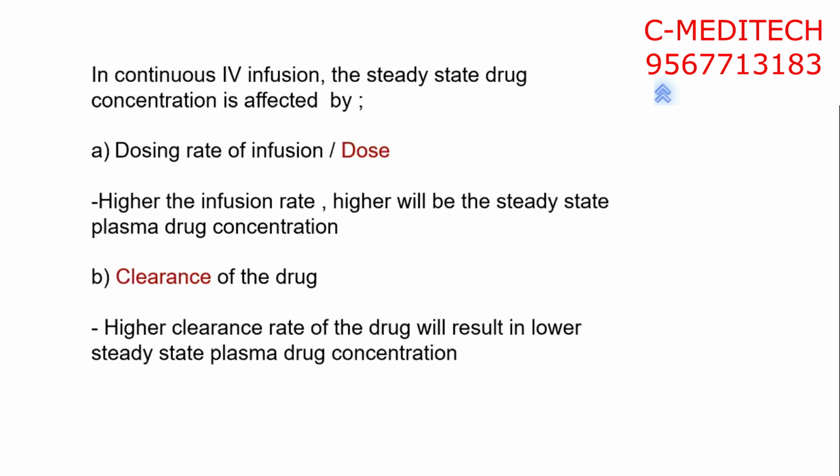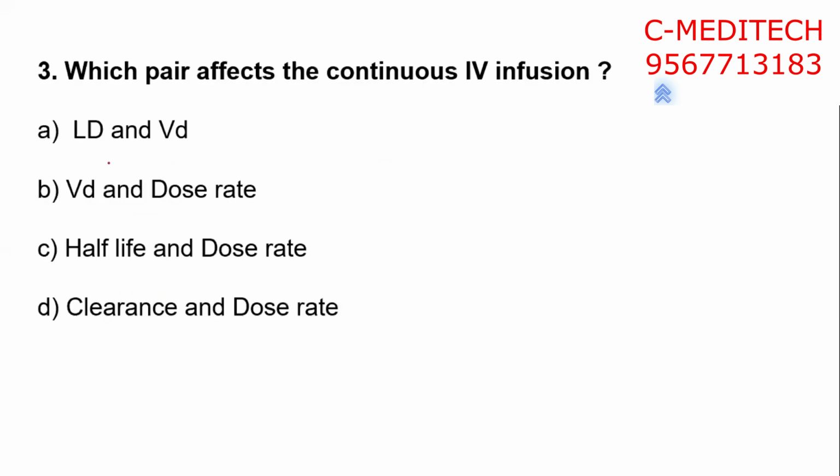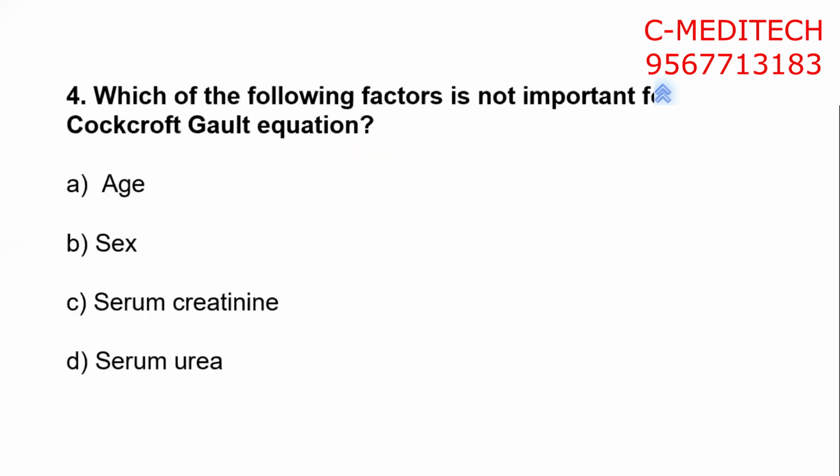So these two factors mainly affect the steady state plasma drug concentration in continuous IV infusion. Now let's get back to the question. The pair that affects the continuous IV infusion is option D, clearance and dose rate. So the clearance and dose rate would affect the plasma steady state drug concentration in continuous IV. So now let's see the next question, question number 4.